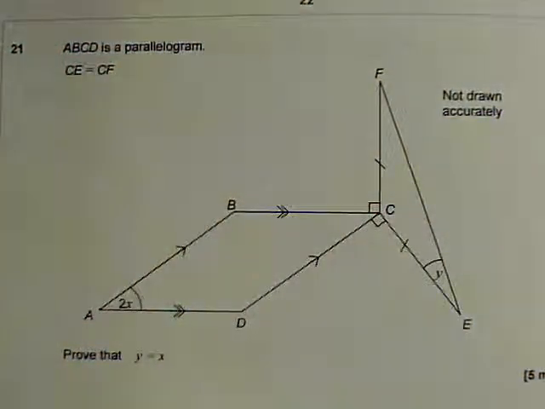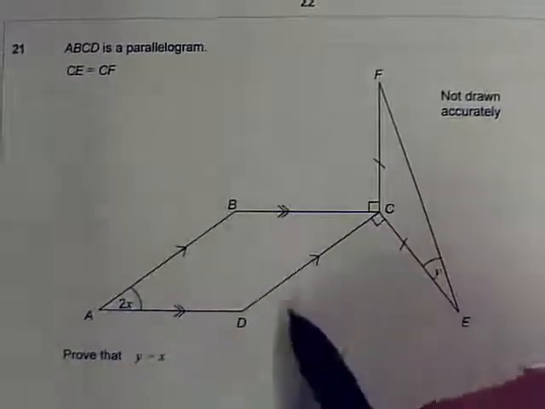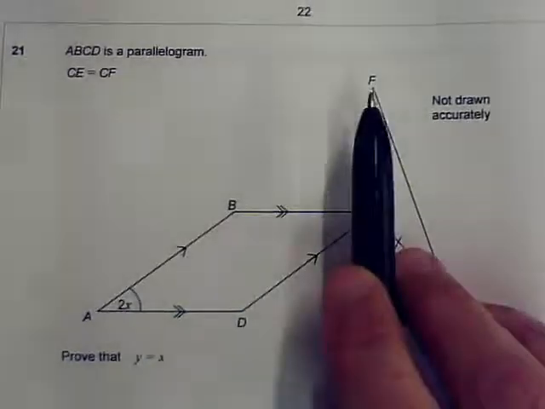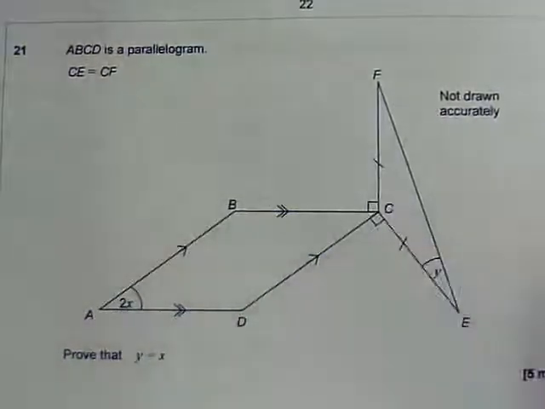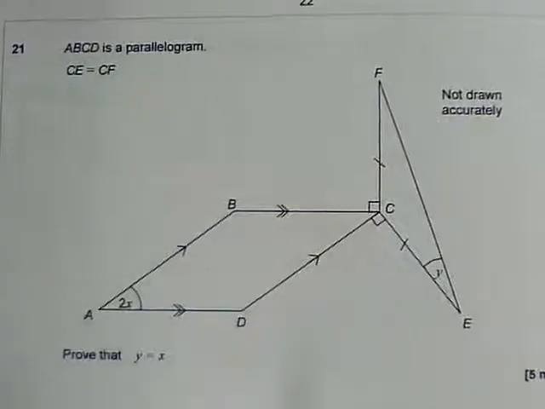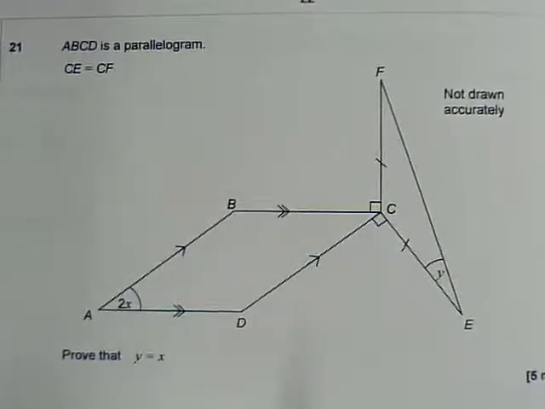Okay, question 21. We're told that ABCD is a parallelogram and length CE is equal to CF, which therefore means that this must be an isosceles triangle. We're asked to prove that y equals x, and it's worth 5 marks. So for this type of question we're using angle problems, so we're going to need to be giving our reasons for angles. We need to bear that in mind, and we need to somehow find y equals x.